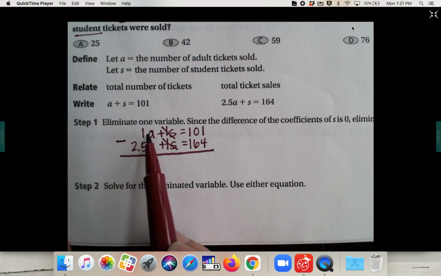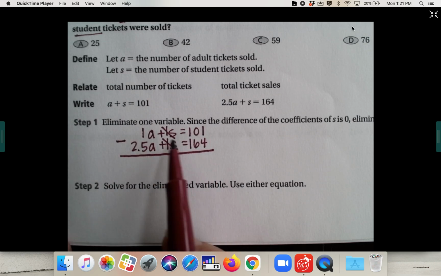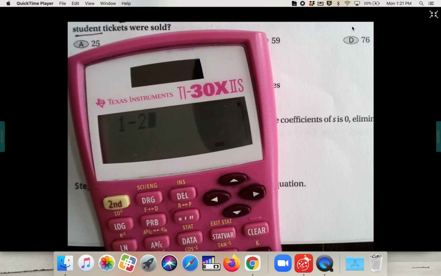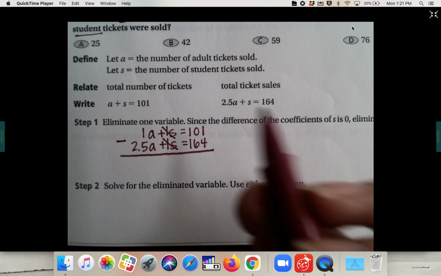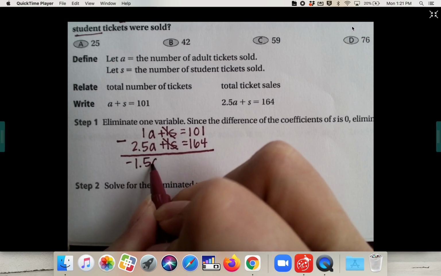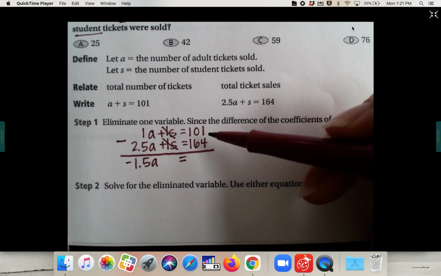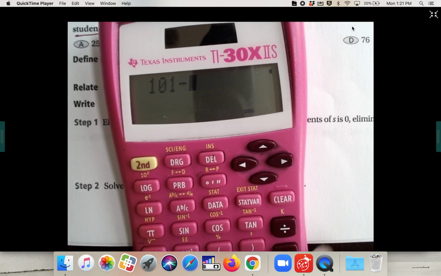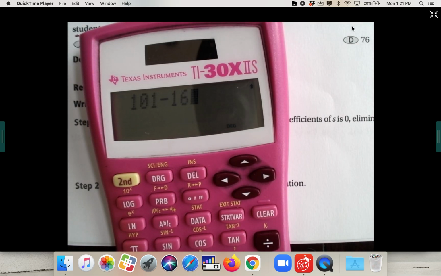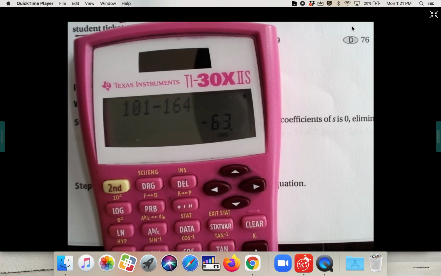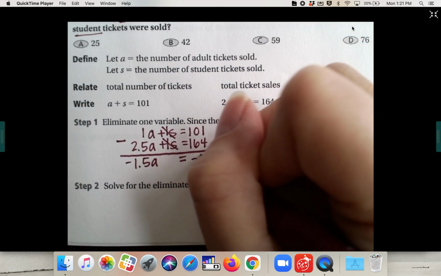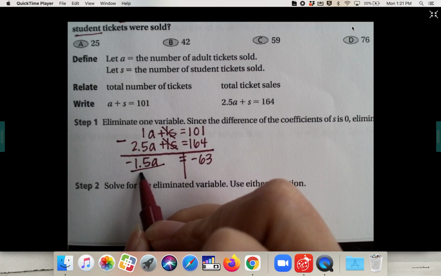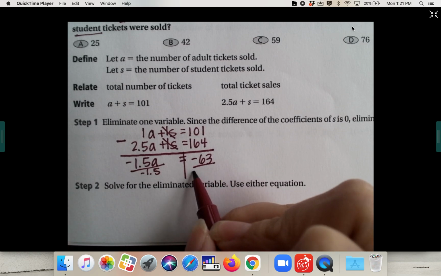So that means I have to subtract all these other parts as well. So 1A minus 2.5A equals negative 1.5A, and that is equal, bring down your equals, to this minus this. So if you choose to subtract, you have to subtract on all the parts, all the different terms. Okay, it's negative 63. We're still just about done though. All we have to do to get A by itself is divide both sides by negative 1.5.